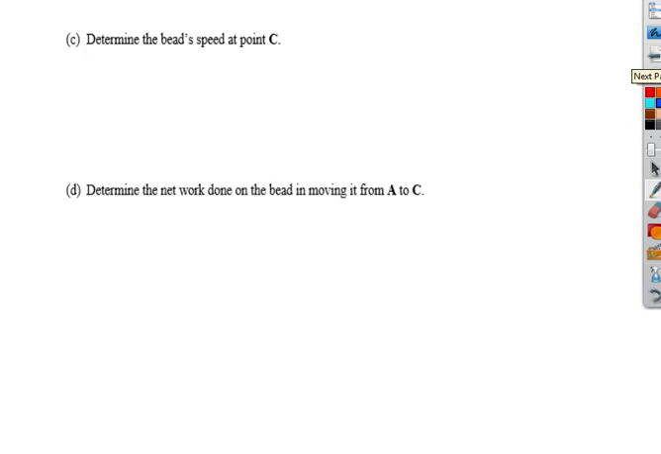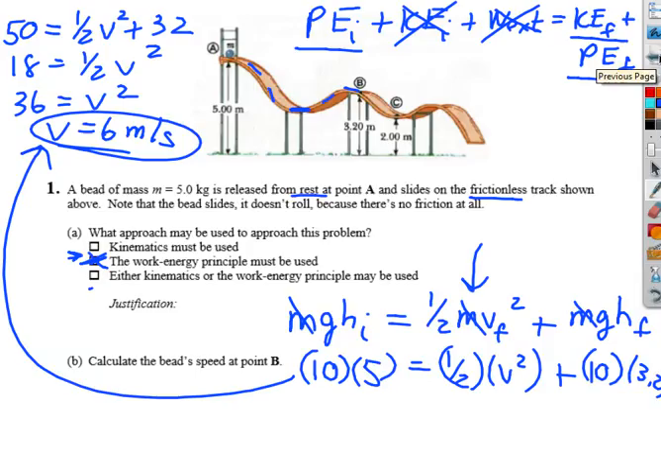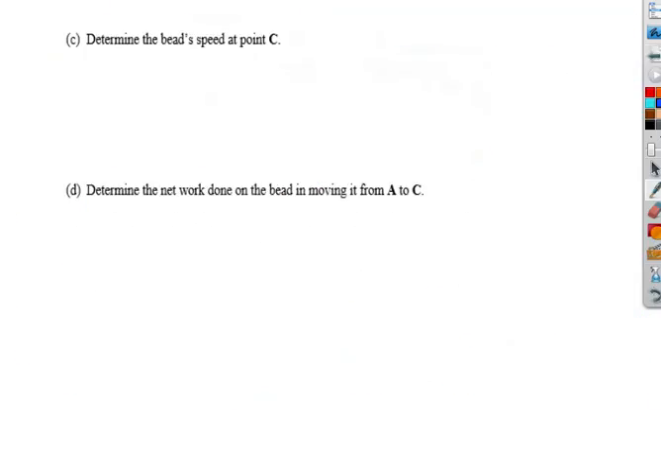Determine the bead speed at point C. All right, well, it's going to be the same thing again. Let's go ahead and zoom on through this. It's going to be the exact same setup. Oh, this is the big thing here. This is what I probably need to make sure I say. All right. Where do I start? Okay. I want to determine the speed at point C. So the idea is I want to end at C.